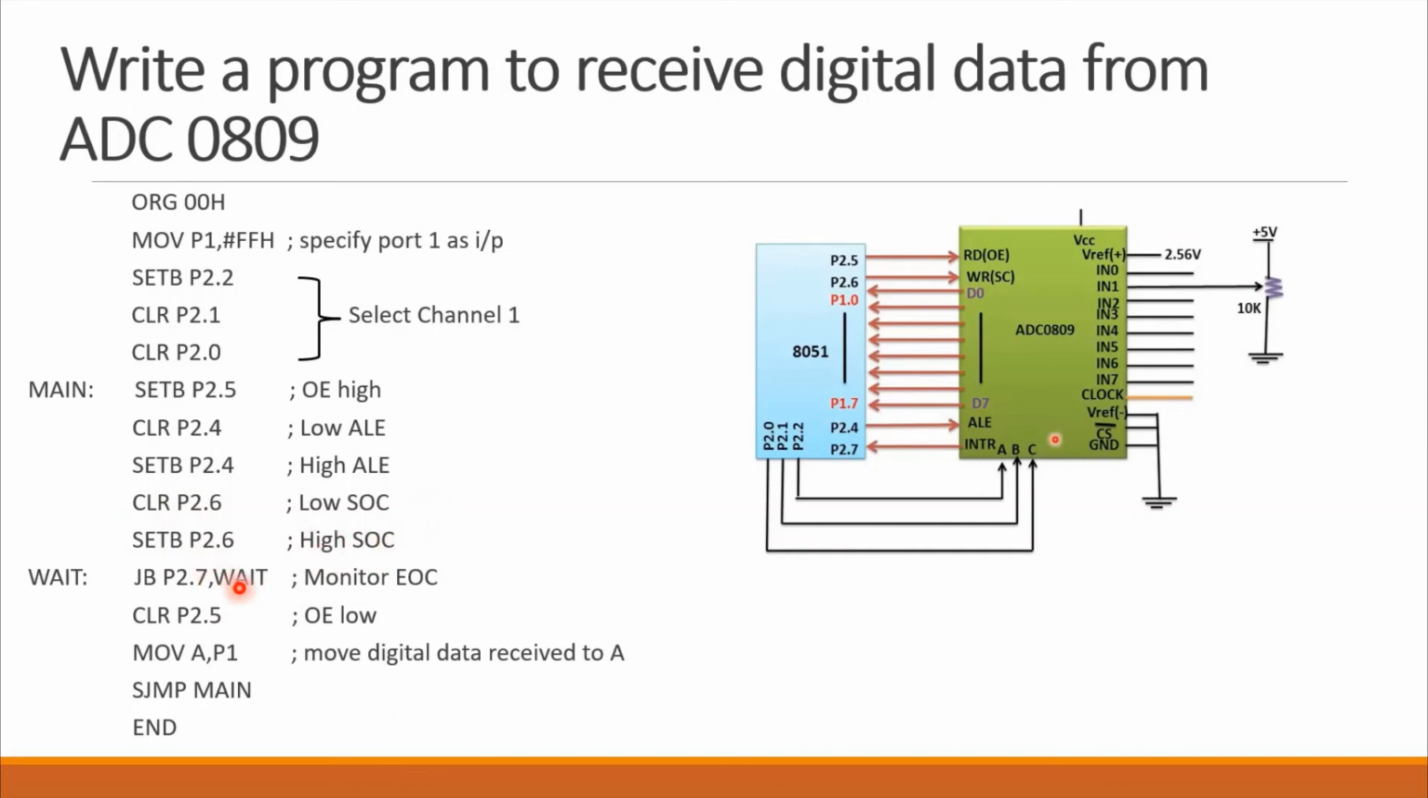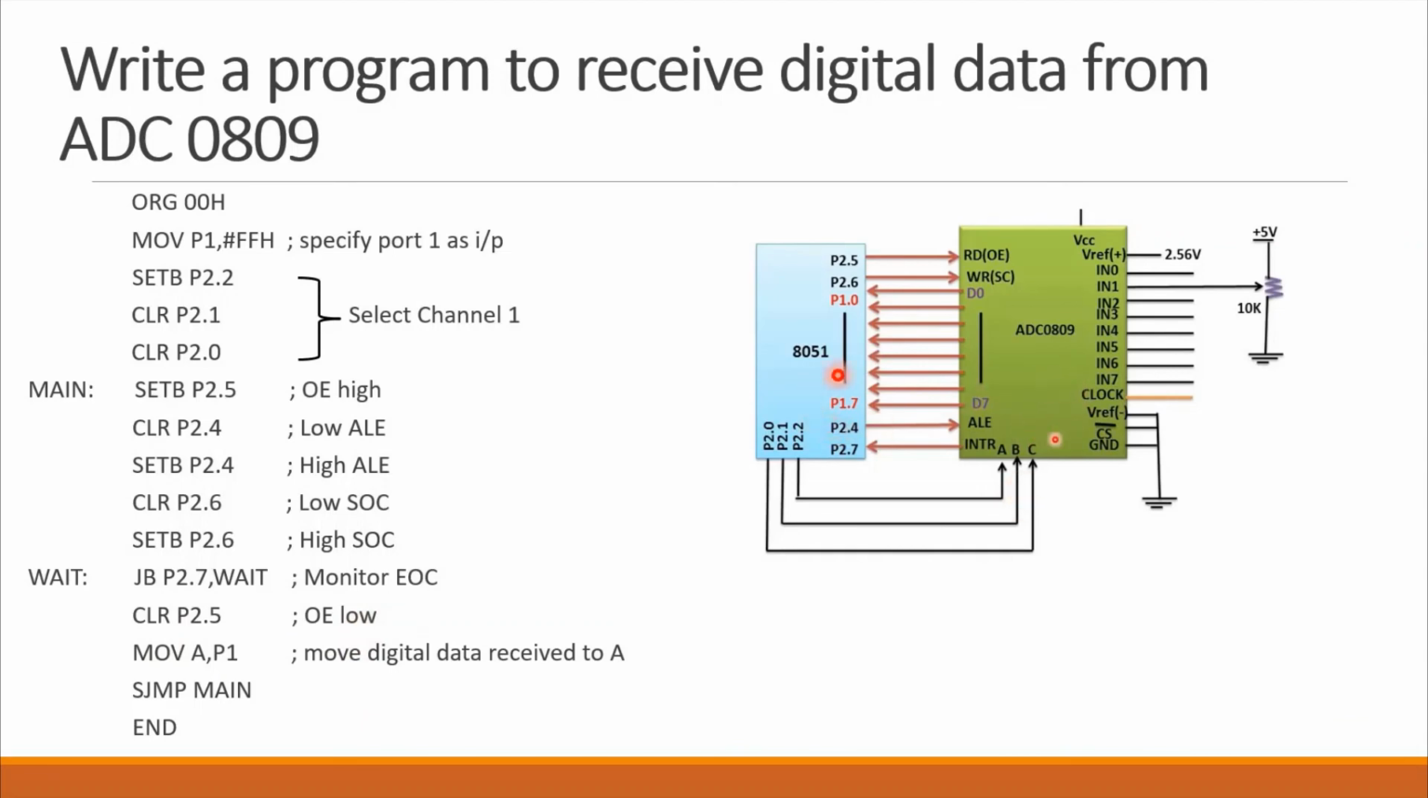Now we only have to wait and monitor whether the conversion process is done. For that we have an instruction, jump if bit. Jump if bit means that as long as the bit P2.7 is high, it has to keep jumping here. That means it has to monitor. Once this bit becomes 0, that means low, it has to make output enable low. We have already kept it high, so now you have to make it low. So make output enable low.